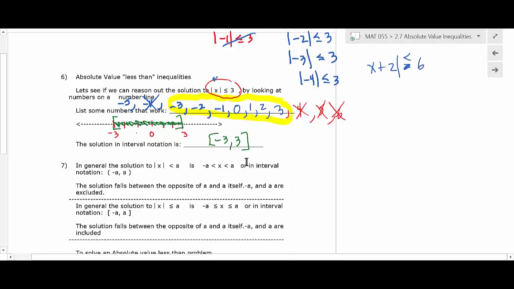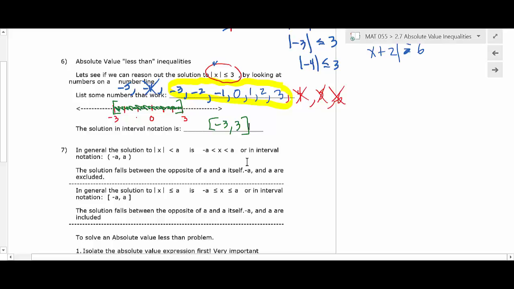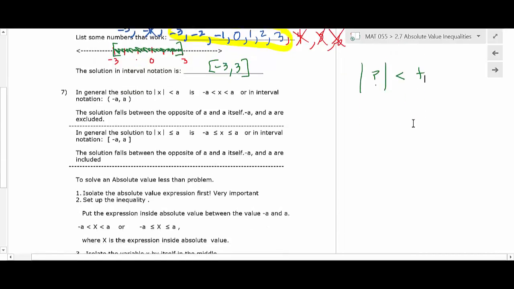Okay, and what we're going to focus on is just absolute value less than inequalities. And what's going to happen is, if you have an absolute value that's isolated, less than a positive number, then it's going to be between two numbers. It always will be. You're not going to be going on forever that way and forever that way. It doesn't work, and it's because of the absolute value. So that's what you're going to see.